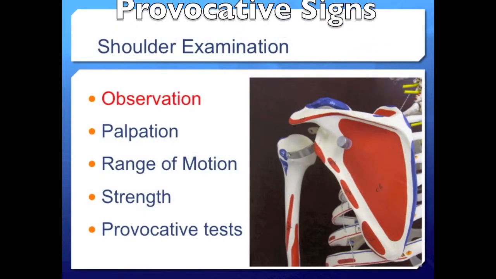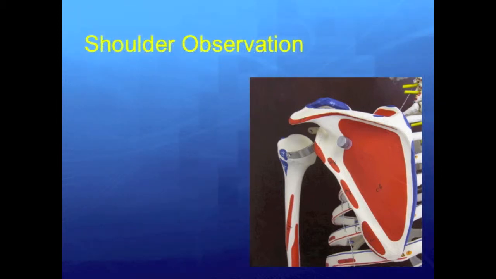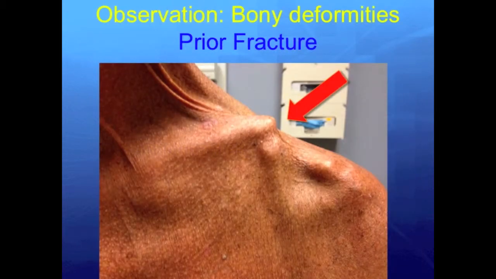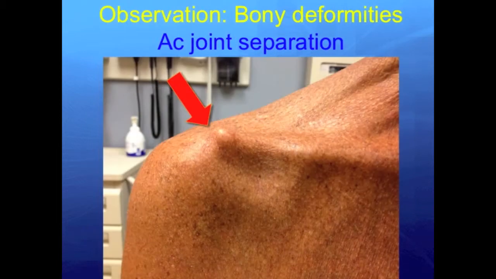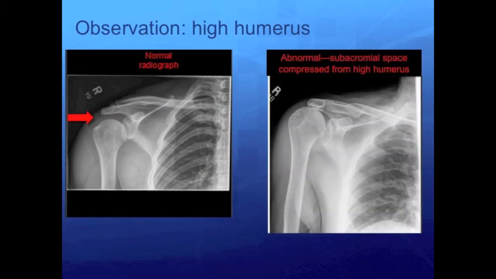The first step, as with any musculoskeletal exam, is inspection or observation. For the shoulder exam, we can observe both bony and muscular abnormalities. For instance, you might see old clavicular fractures or acromioclavicular separations. A high riding shoulder might be an indication of superior humeral migration, which can occur after rotator cuff rupture.